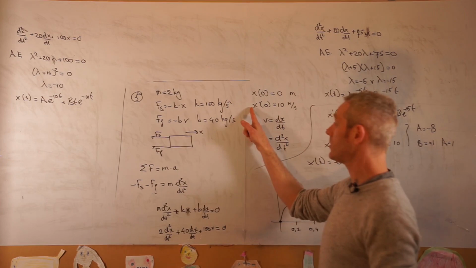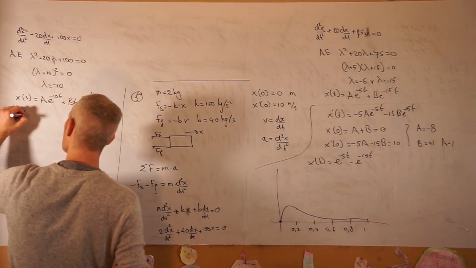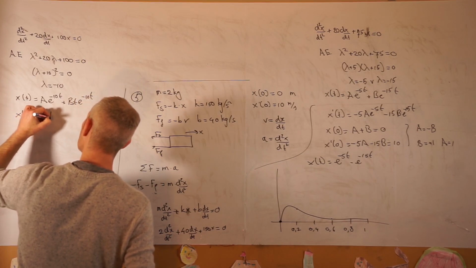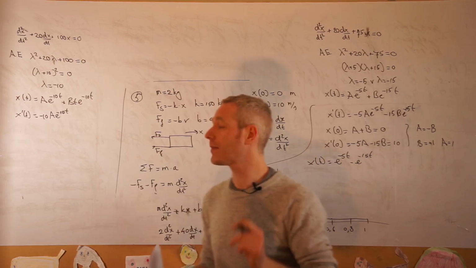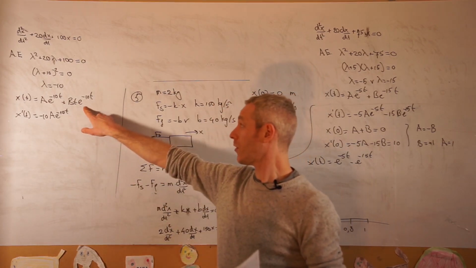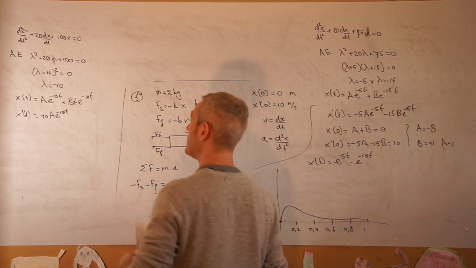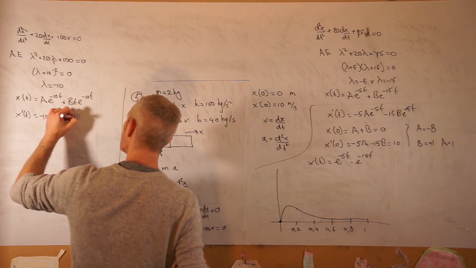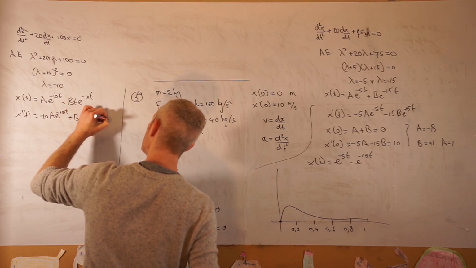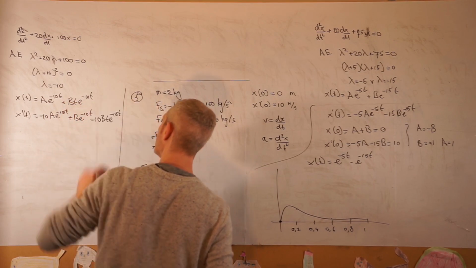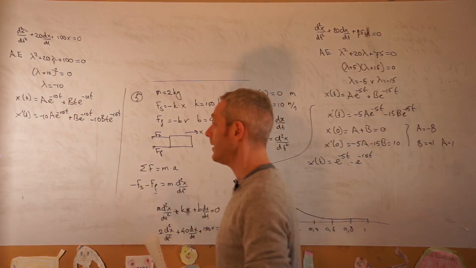We use the same initial conditions, but first I will differentiate this. So x prime of t is minus 10a e to the power of minus 10t, and here is something which often goes wrong: you need to use the product rule to differentiate this. So this is plus b e to the power of minus 10t minus 10bt e to the power of minus 10t. So there you get two terms instead of one. This is a common mistake.